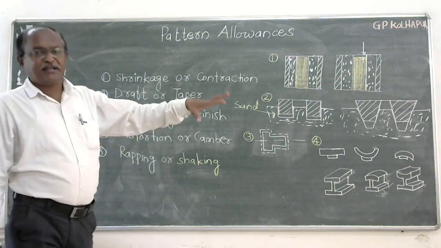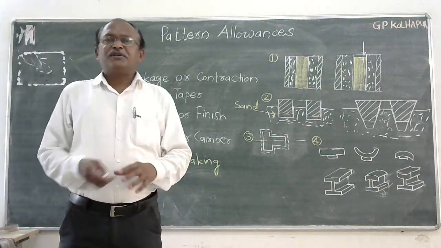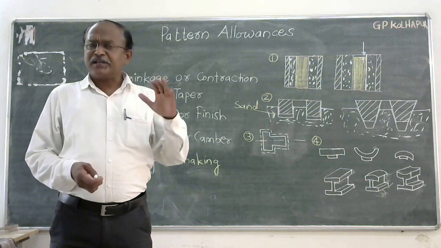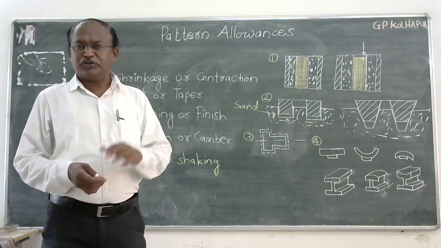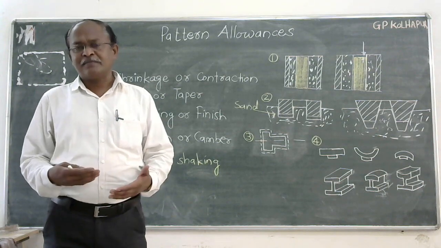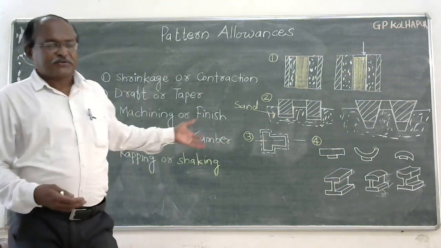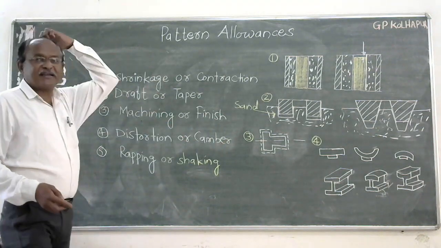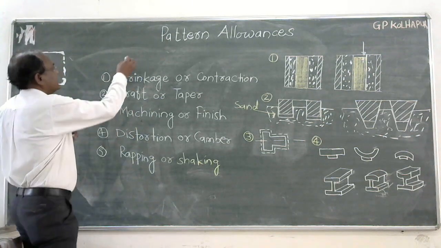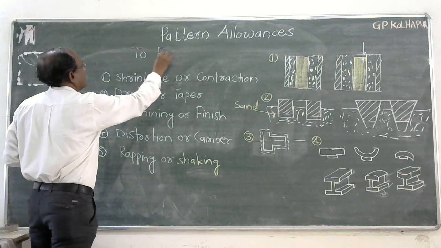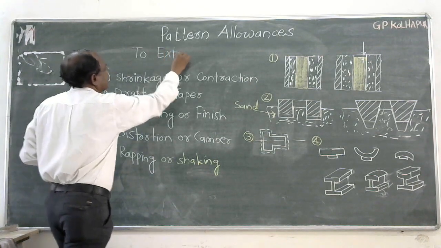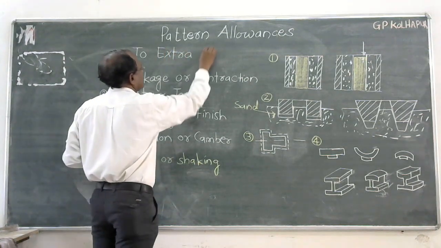Means after casting a product, whatever surface finish you get is not up to the mark. It is not up to your requirement. So you must finish those surfaces by machining, so you must add some extra material. Adding extra material on the pattern is called allowances.